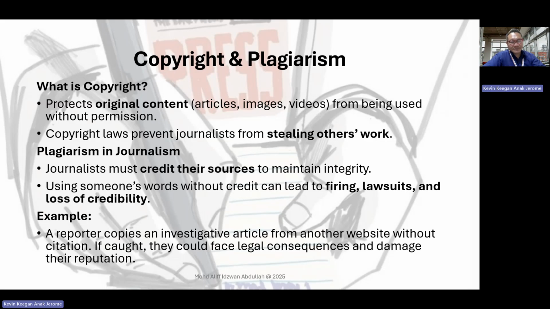Copyright. Copyright protects original content, article, image, video from being used without permission. Copyright laws prevent journalists from stealing others' work. Plagiarism: journalists must credit their sources to maintain integrity. Using someone's words without credit can lead to firing, lawsuit, and loss of credibility. Example: a reporter copies an investigative article from another website without citation. If caught, they could face legal consequences and damage to their reputation.